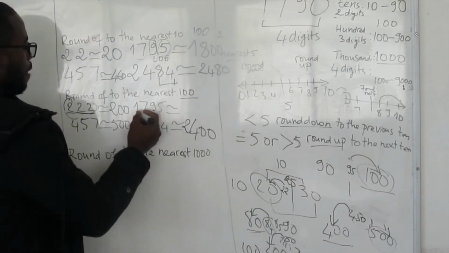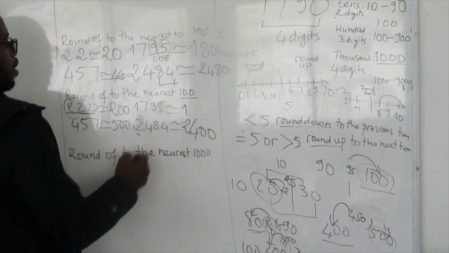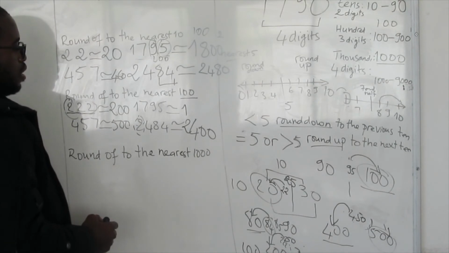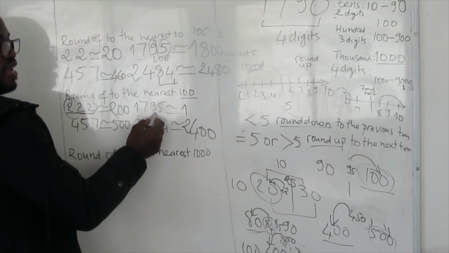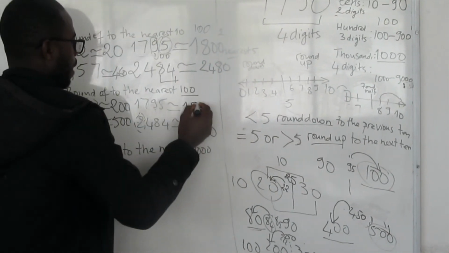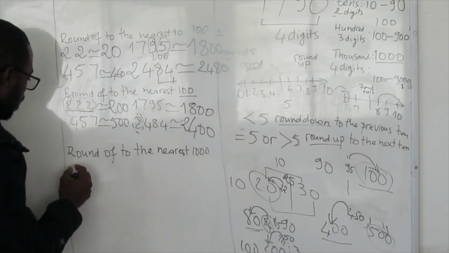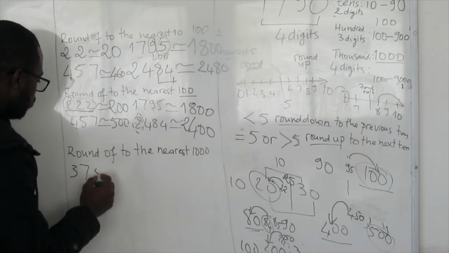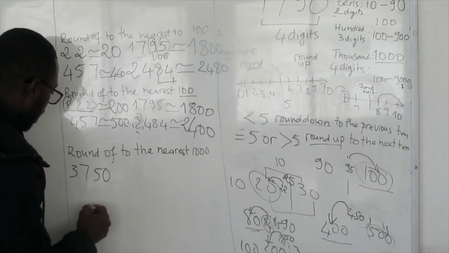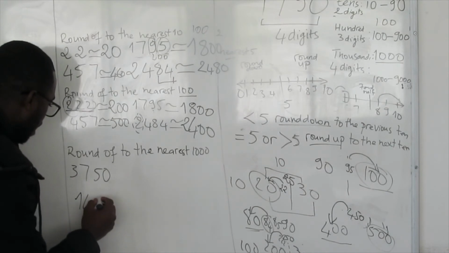And here now, let's look at this one. 700 and 800. And 790 is more than the middle. So we round up to the next one. So this one here, we will invite Marvelous to tell us. Give us the answer.